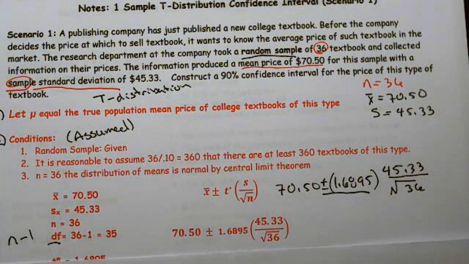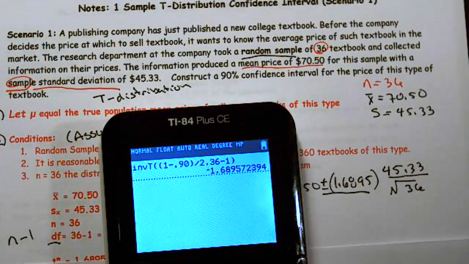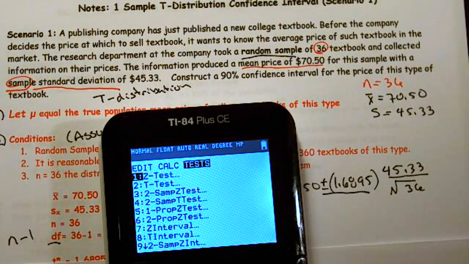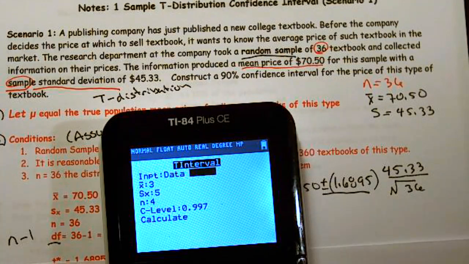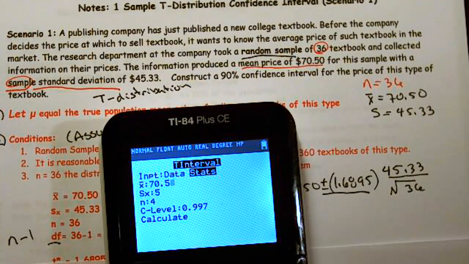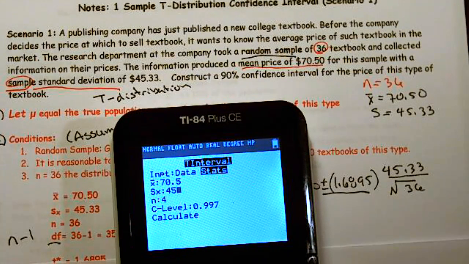So then I need to calculate my interval because I've plugged everything in. I'm going to go stats, test, drop down to number 8, which is t interval. So drop all the way down. 70.5 was my sample mean. My standard deviation, they said, was 45.33. My sample size was 36. And my confidence level was 0.90.